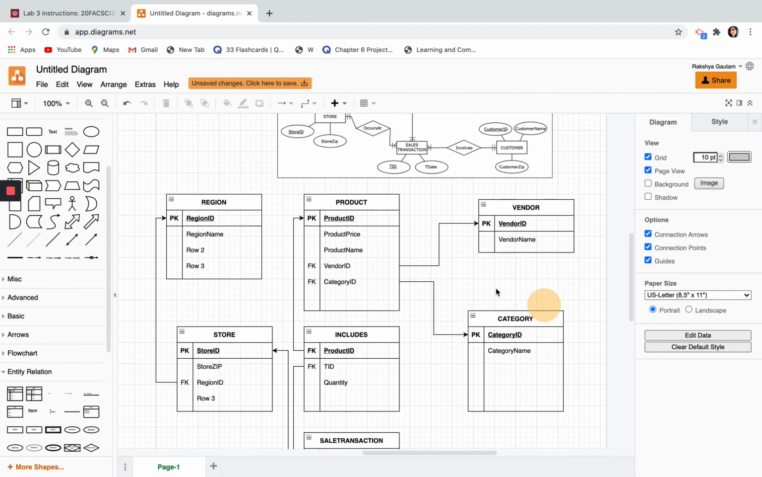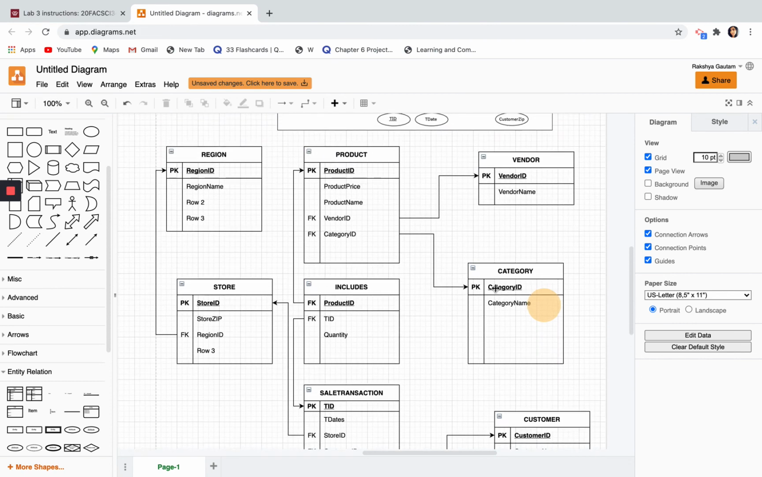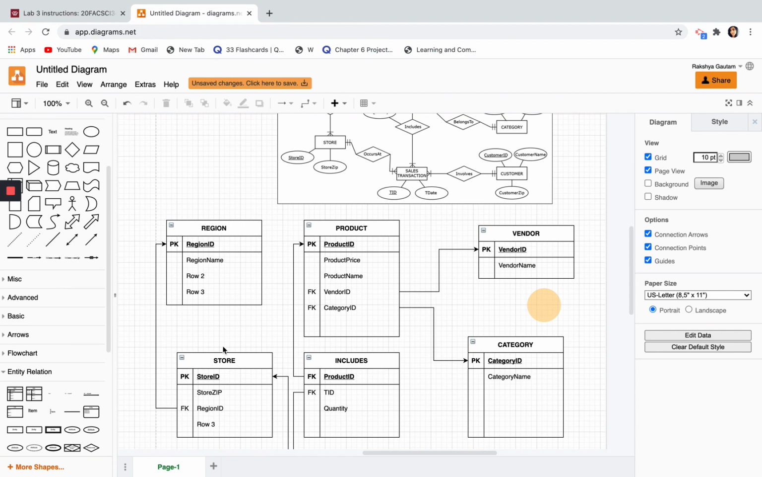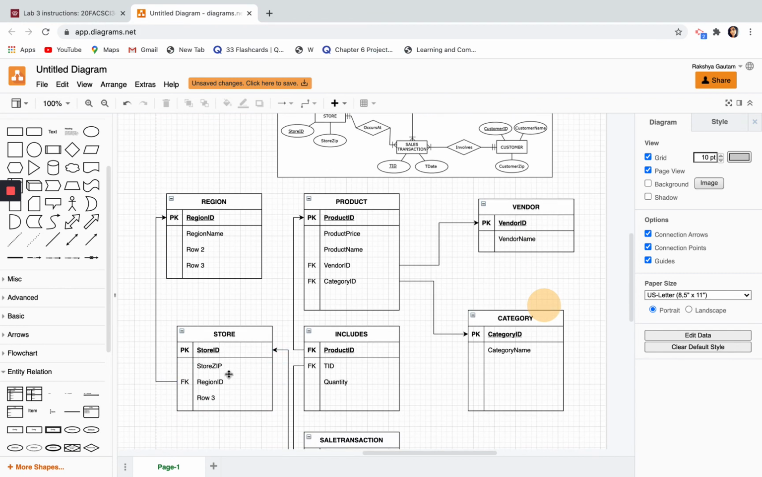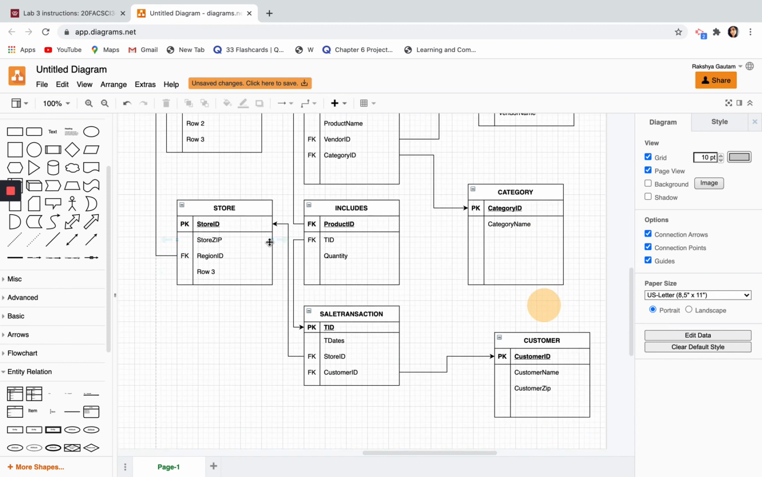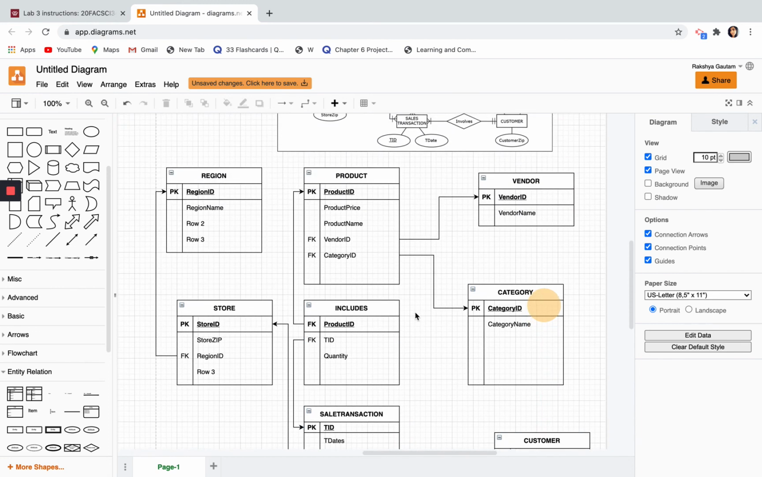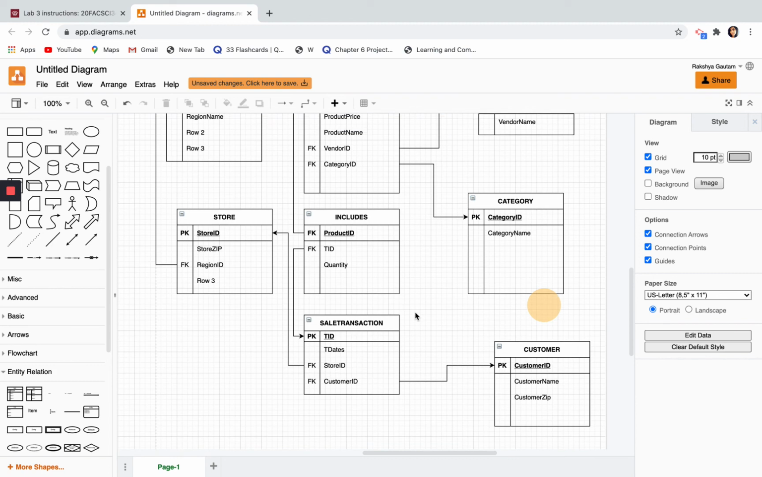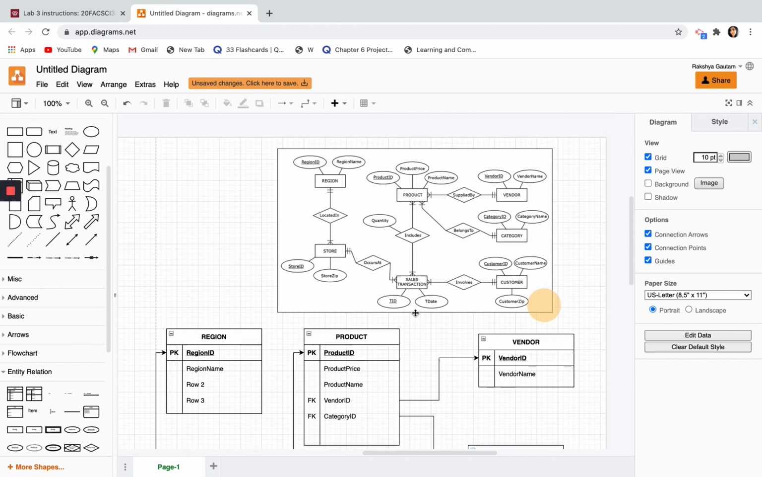So like this we build our relational schema for all our entities. Here is the region, and here is a store which has the foreign key as our region ID. This is connected with this, and so this is how we build our relational schema.